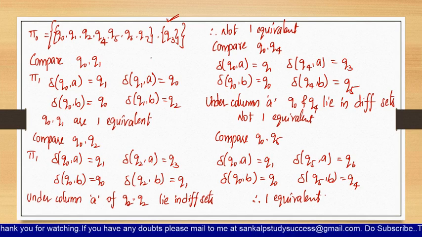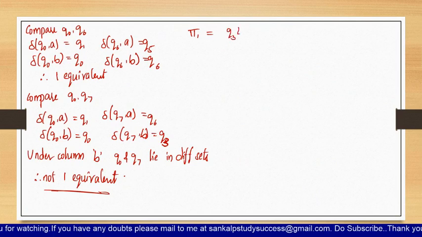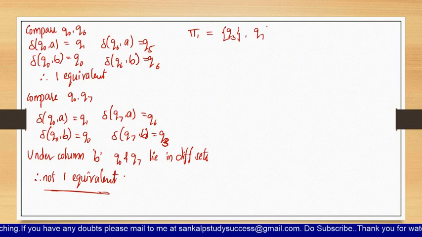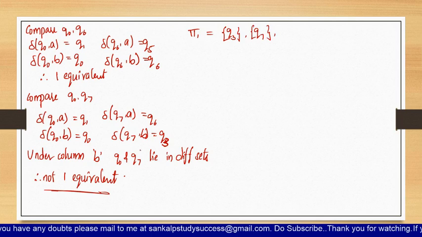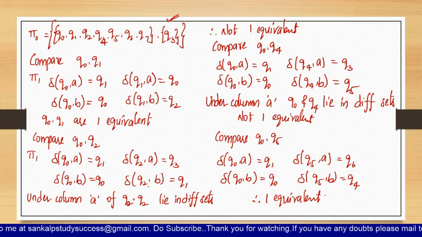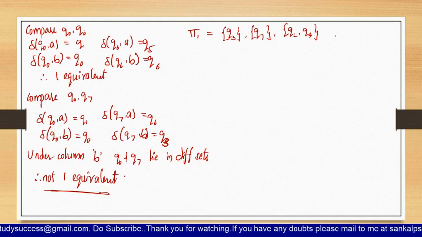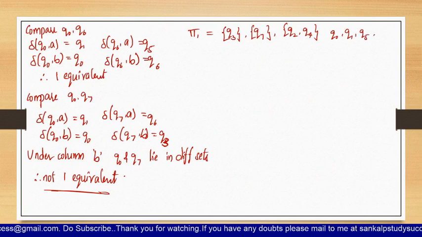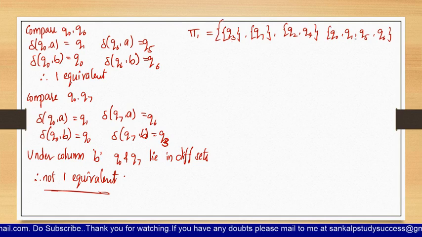So that means we are going to write pi 1 is equal to: one set is q3 and another set is q7, because only q7 belongs to a different set under column B, so it is not one equivalent. And also q2, q4, because q2 and q4 are not one equivalent under column A, so only q2 and q4 belong to one set, and again q0, q1, q5 and q6 belong to another set. So in this way from pi 0 to pi 1 we are dividing into different sets so that we are minimizing the given transition diagram, that is the finite state machine.